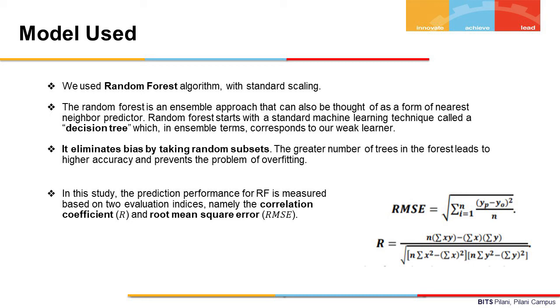The greater the number of trees in the forest leads to higher accuracy and prevents the problem of overfitting. Random forest is a joint prediction approach in the sense that it combines the results from each tree and averages their individual predictions, thereby reducing the risks of large errors in the model.